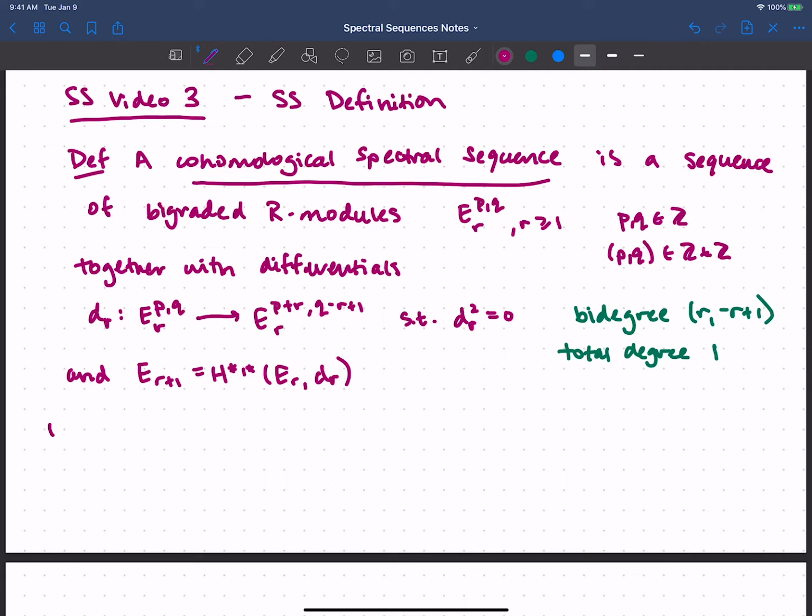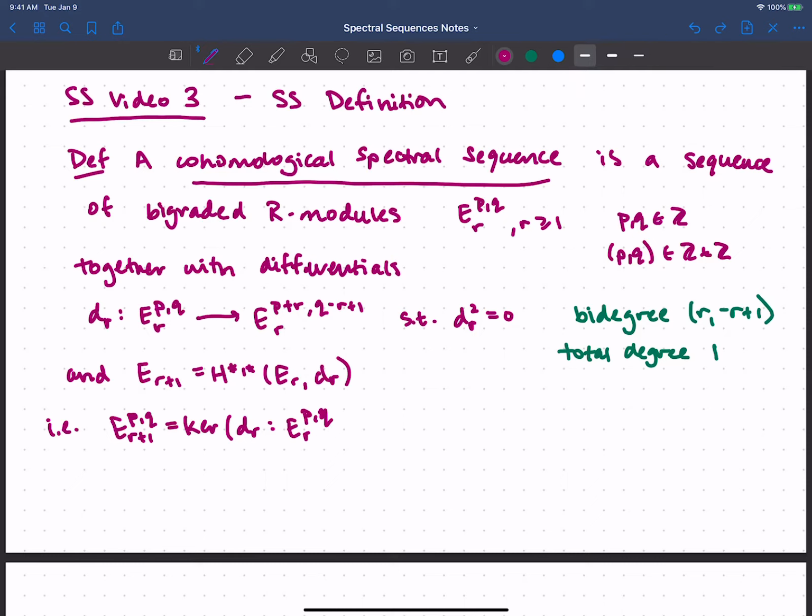Now let's make that a little bit more precise. So when I look at the r+1 page and I look in the (p,q) spot, how do I get it? Well, I should take the kernel of the differential going out of that spot. So that's E_r^{p,q}.